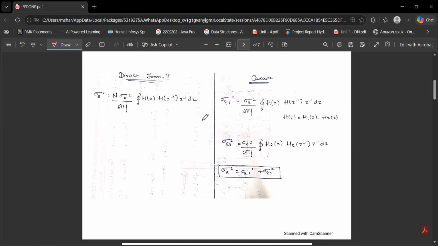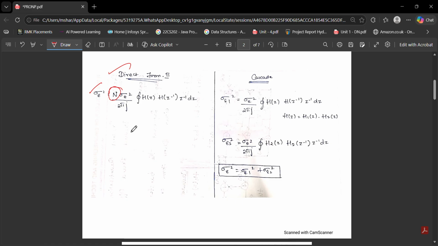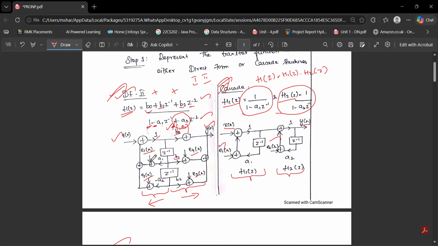Next, again for direct form 2, we will be following this formula: sigma epsilon square is equal to n sigma e square divided by 2 pi j closed contour integral of H of z inverse into z inverse dz. Here, n represents the total number of noise factors present. You can see 4 noise factors are present, so for this case, the n value will be 4. That is E1 of n, E2 of n, E3 of n, and E4 of n.